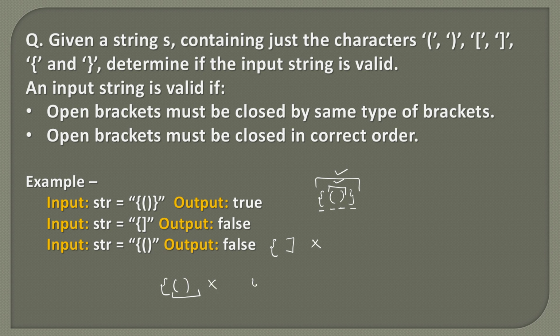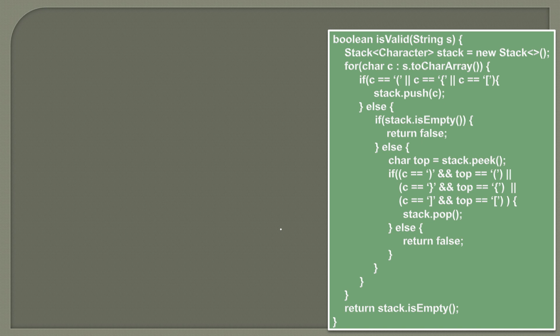Now let's say we have a string like this. At the start itself we have a closing curly bracket. So we can directly say that it's an invalid string, because our input string is valid only when open brackets are closed by the same type of brackets, and these open brackets are in correct order. So this is invalid because at the start we have a closing curly bracket. How we can solve this problem is by using a stack data structure. Now let's see the demonstration of this algorithm step by step using a stack.